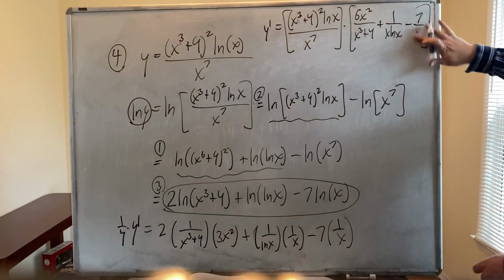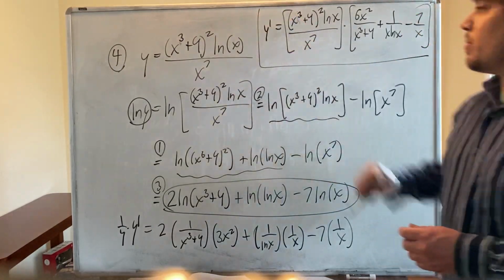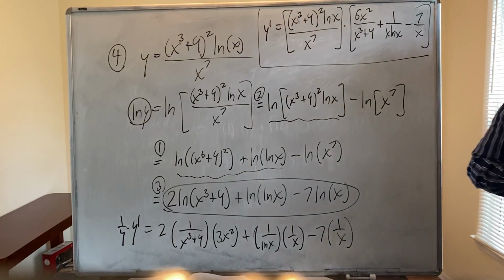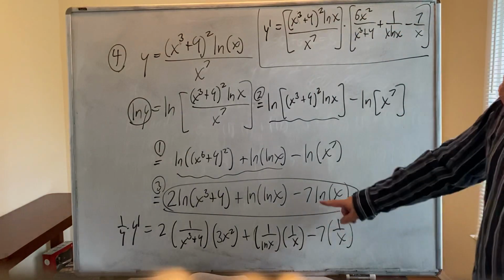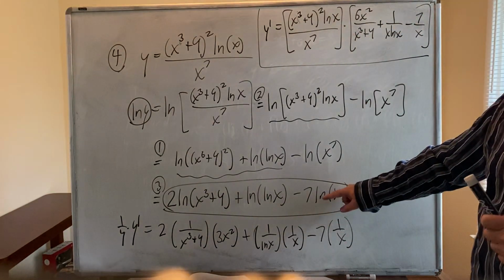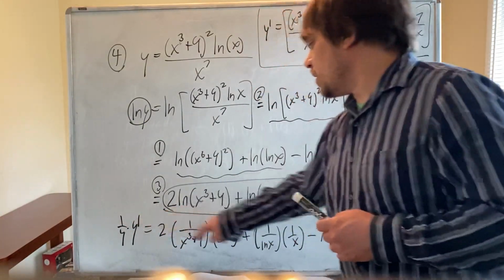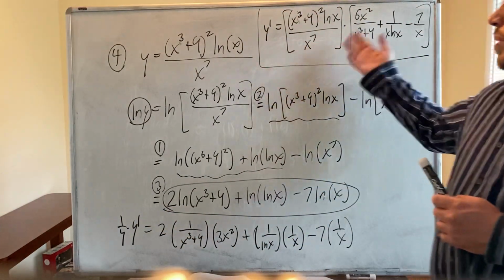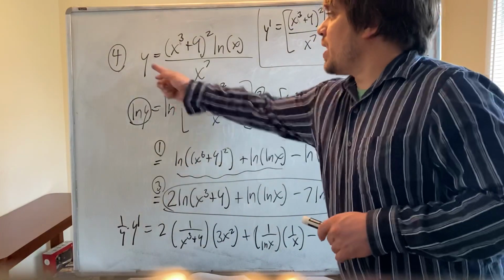Just simplifying a little bit. Okay, and that's y prime. That's y prime using logarithmic differentiation. We took ln of both sides and we expanded using the laws of logarithms. So that's step 1. Step 2, we differentiate implicitly with respect to x. And then step 3, we solve for y prime. And we're done.